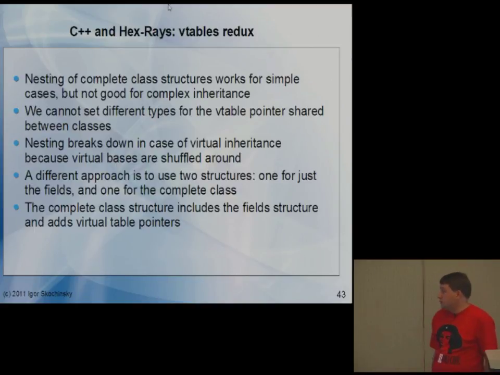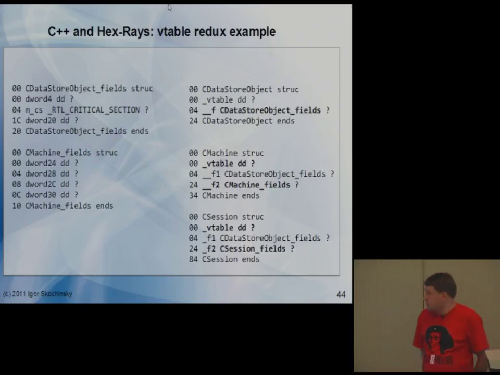So another approach that I am adopting recently is to use two structures for each class. One structure describes only the fields without virtual table pointers. And another structure describes the complete object. So we include in the complete object this field substructure, and we declare separately virtual table pointers. So here's how it looks.